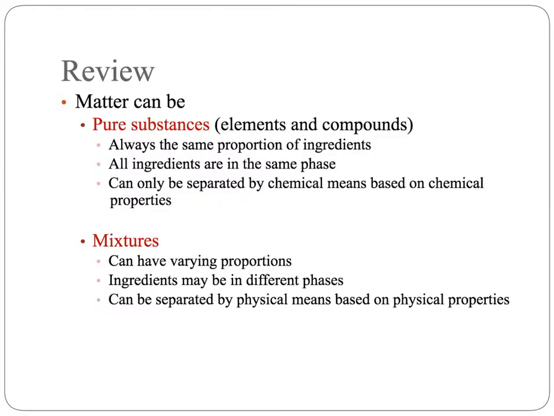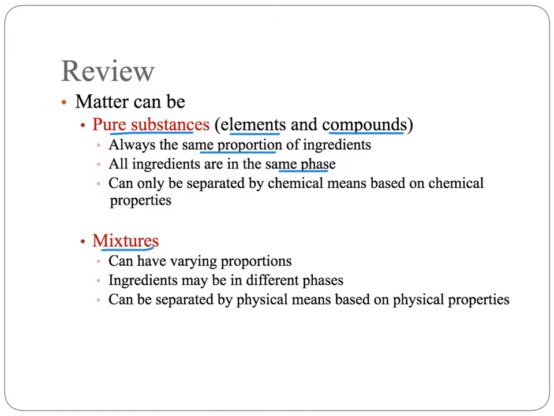To start with a little bit of review, remember that matter can exist as a pure substance or a mixture. Pure substances consist of elements, all the same kind of atom, and compounds, two or more different kinds of atoms that are held together by chemical bonds. In pure substances, you always have the same proportion of the different ingredients, the different elements for any one compound, and these ingredients are existing in the same phase in that compound.